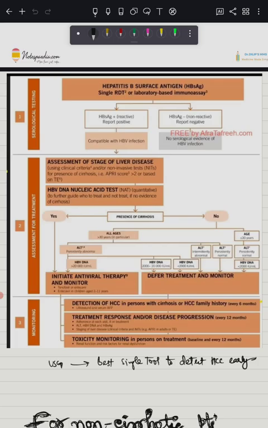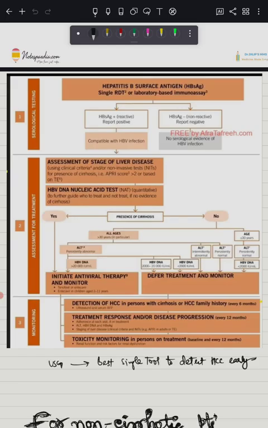So as per Harrison 22nd and EASL criteria, HBV DNA is the strongest predictor of hepatocellular carcinoma. Even with normal ALT and high DNA, if the patient is in the immune tolerant phase, you just have to monitor but don't ignore. So the strongest predictor of hepatocellular carcinoma is HBV DNA, even with normal ALT. And in these cases, you initiate antiviral therapies.